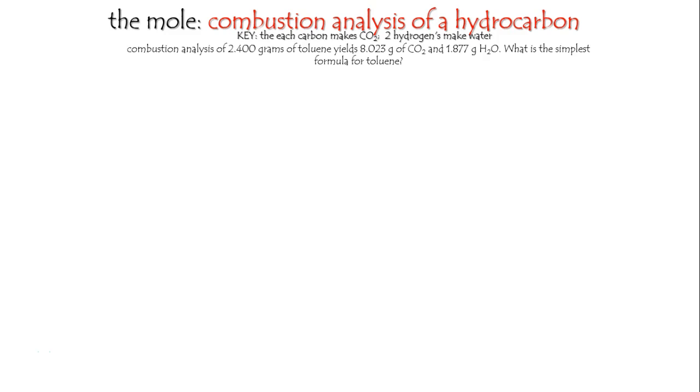So, here's a problem. You got 2.4 grams of something. It's toluene, but let's assume we don't know what the formula is. And we're burning it. And we find that we get 8 grams of CO2 and 1.877 grams of water. That's a lot more than the 2.4 grams that we started with, but after all, it forms a lot of oxygen in the product. So what's the simplest formula for toluene? That's code for empirical formula.